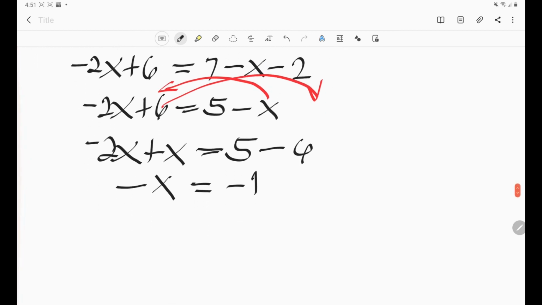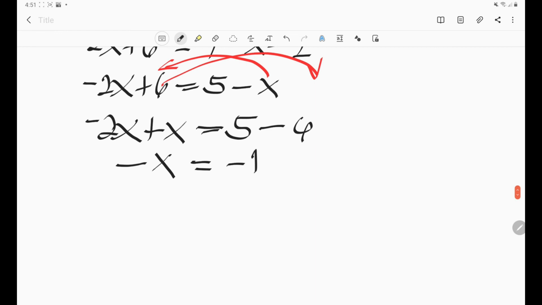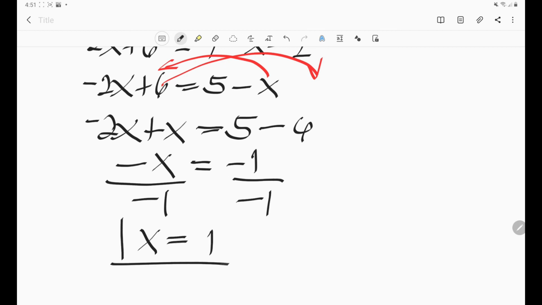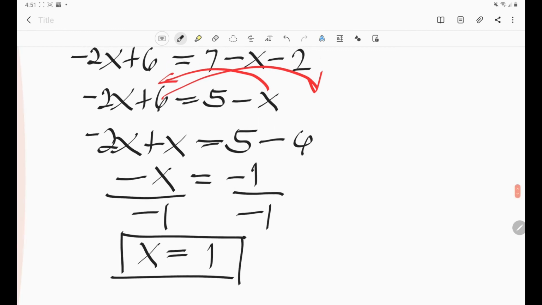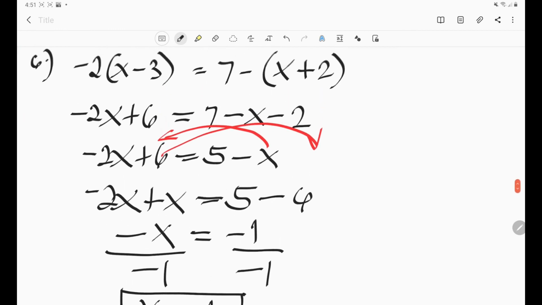Now, notice that the coefficient of x is negative 1. So to make it positive, we have to multiply both sides of the equation by negative 1, or divide both sides of the equation by negative 1. And because negative x divided by negative 1 is positive x, and negative 1 divided by negative 1 is positive 1. So the solution to the equation is equal to 1.